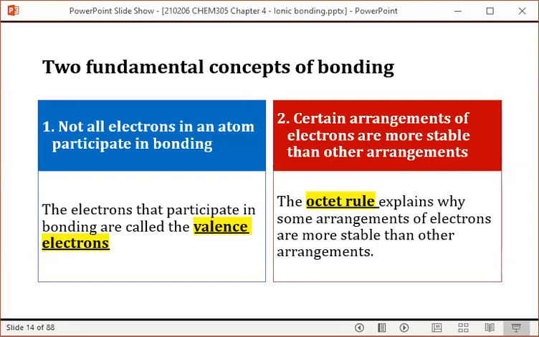The second concept in bonding is that certain arrangements of electrons are more stable and therefore more likely than other arrangements. And the octet rule explains why some arrangements of electrons are more stable than other arrangements.